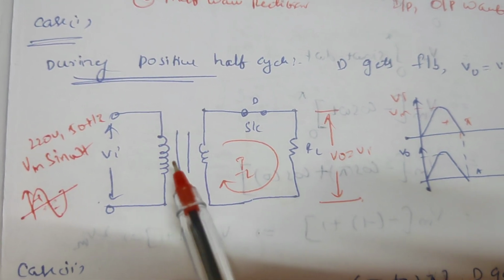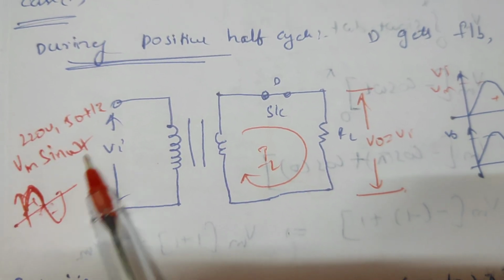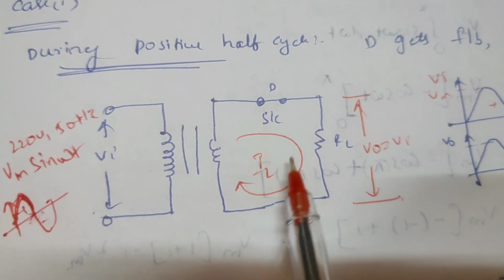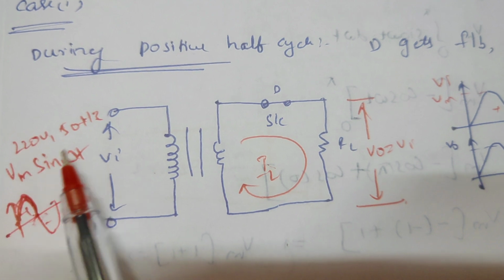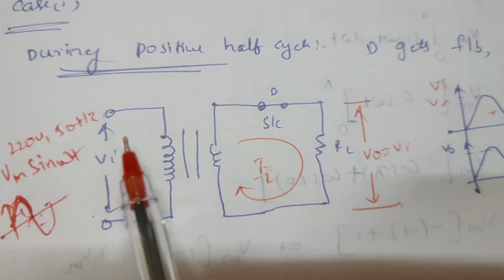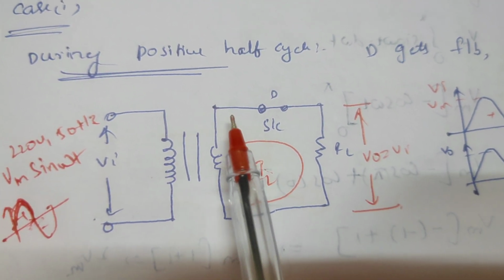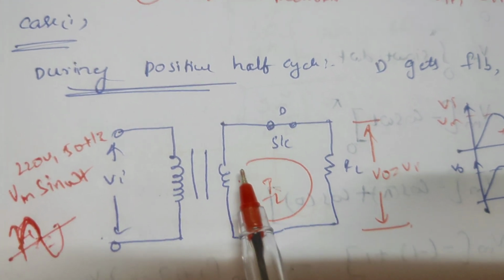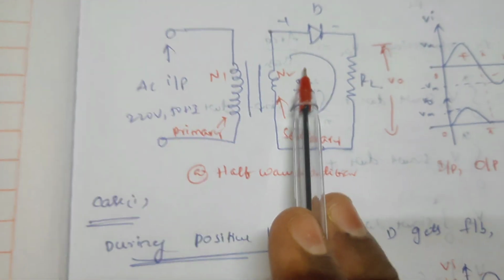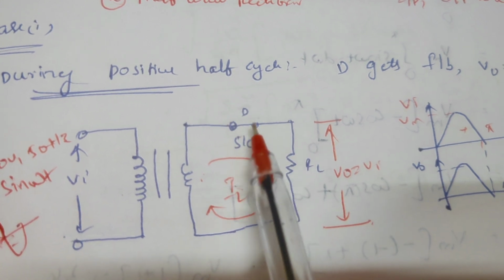Whenever you apply this 220 volts 50 hertz signal to the transformer, the frequency does not change, only the voltage will be either stepped up or stepped down. Here we are applying 220 volts at the primary winding side, and that is converted to either 9 volts or 12 volts on the secondary side. Here we connected the forward biased diode. For a positive half cycle, the diode gets forward biased and acts as a short circuit.